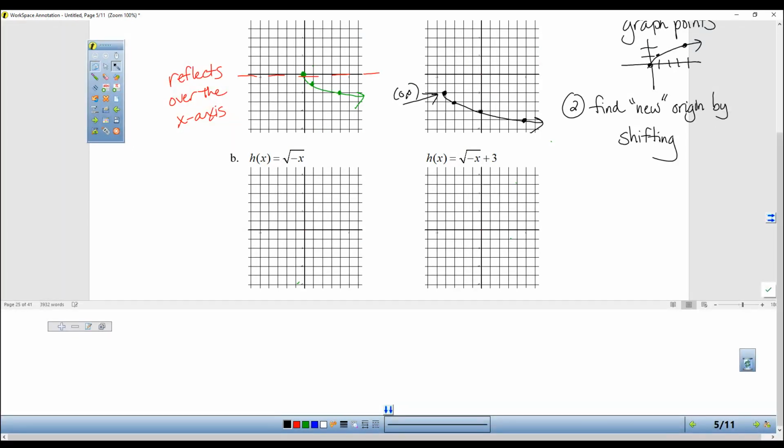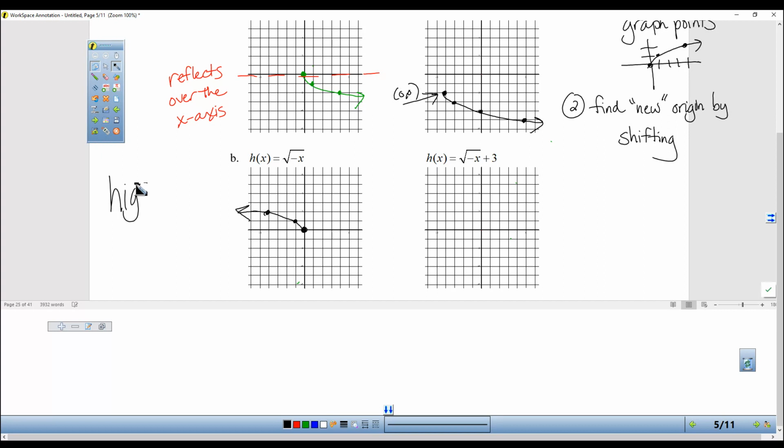So when the negative is inside the function, that's going to flip it over the y-axis. So normally, this has no shifting, so it's still at 0, 0. But instead of doing 1, 1, it's going to do negative 1, 1. And instead of 4, 2, it's going to do negative 4, 2. It's going to flip this way.